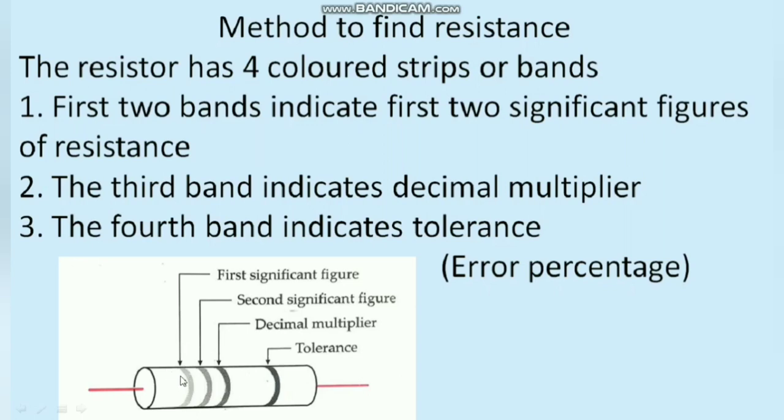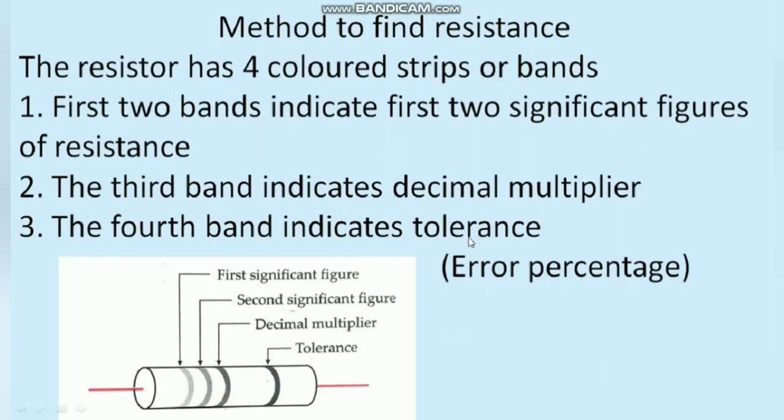The first two bands indicate the first two significant figures. Look at here. The first two bands indicate the first two significant figures of resistance, the third band indicates the multiplier, and the fourth band indicates the tolerance. Next, let us see how to find out the resistance by using these steps.